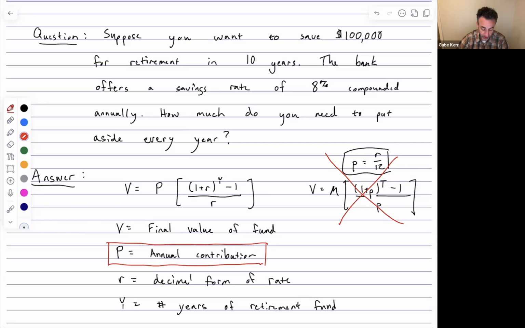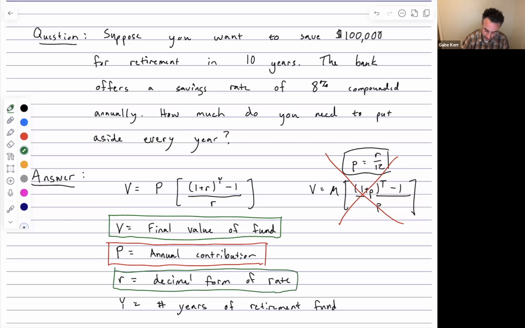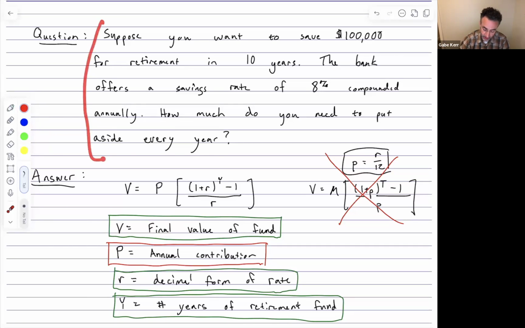That's our annual contribution. And also, typically, when you're asked that kind of a question, you can determine that each of the other variables you should know. In other words, each of these other quantities should be given to you in the problem. And so you need to play detective for a minute and figure out where they are. So V is the final value of the fund. Can we find that somewhere in our question?